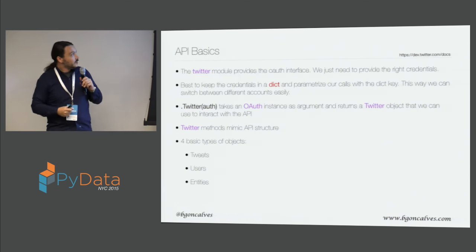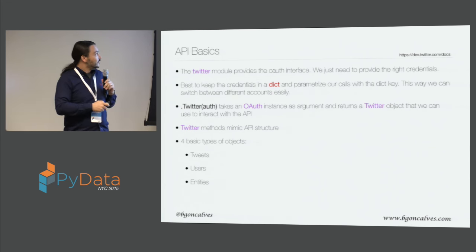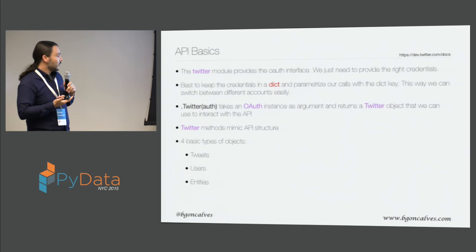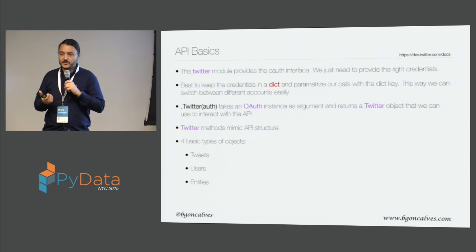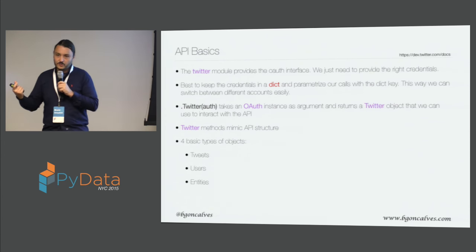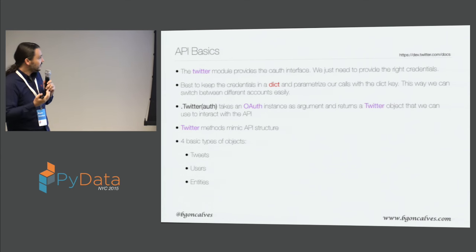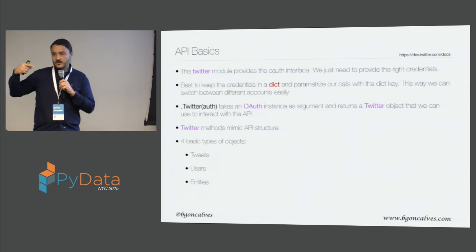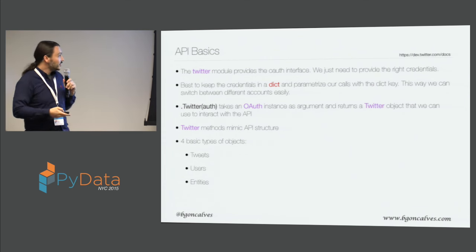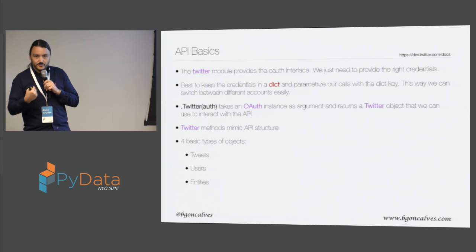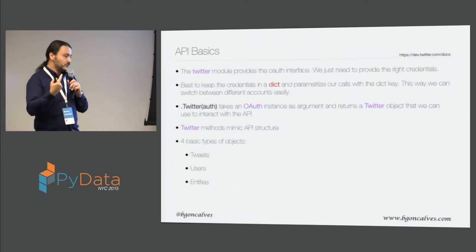So the API basics, just to give you an idea of how the Twitter module from the Twitter library basically gives you the basic interface. The way the library and module is structured mimics very closely the way the API itself is structured, so it's very easy. It is always better to keep your credentials inside the dict, so you can easily switch between accounts if you have multiple sets of credentials. That's what I do. Tweets.auth basically takes a no-auth instance as an argument and then returns to you a Twitter object that you can then use to do all the operations.